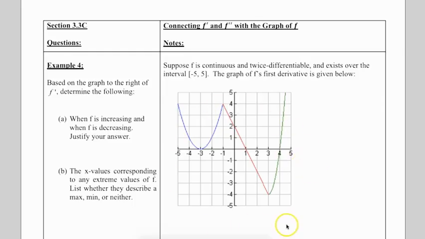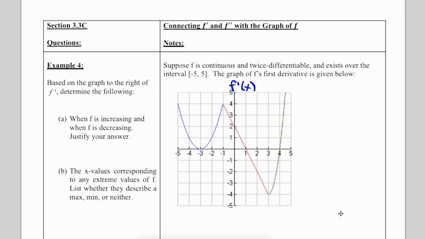We have one example, example 4. It's going to span the next 2 pages. We're going to look at the graph of f prime. So this is f, this is f prime. And we're going to answer a whole lot of questions about the graph of f. So one thing to note is our function f is continuous, it's twice differentiable, and it exists over the interval -5 to 5, the closed interval.